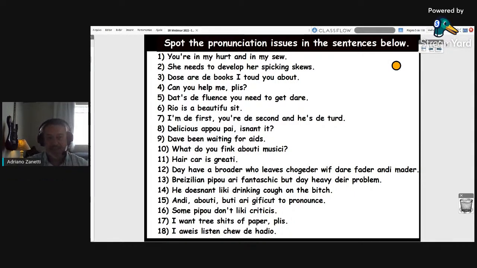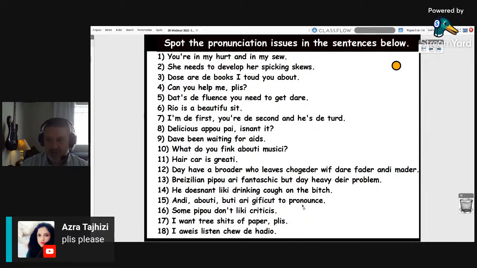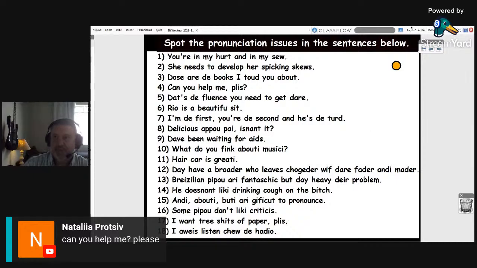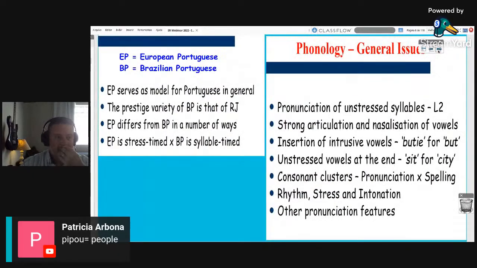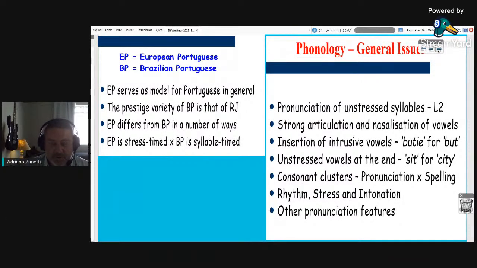And if you see, these are issues that we Brazilians tend to face. If you look at number 15, for example, here we have intrusive E and sounds which are not existent in English. Andi, abouti, bati, ari, difficult to pronounce. So we tend to use this intrusive E, and then obviously it breaks down communication. So moving on, we have some phonological issues.